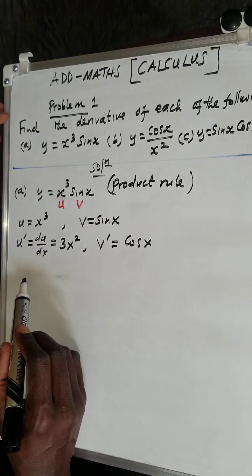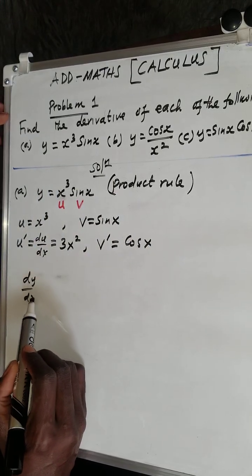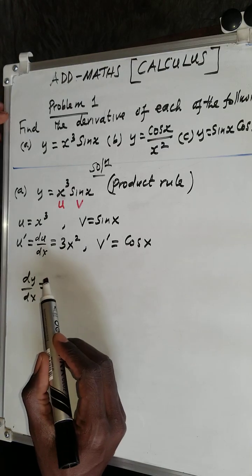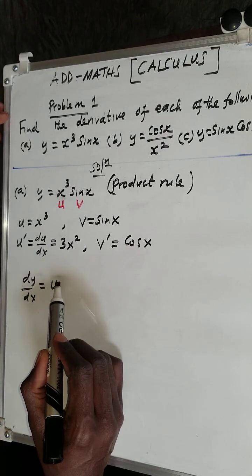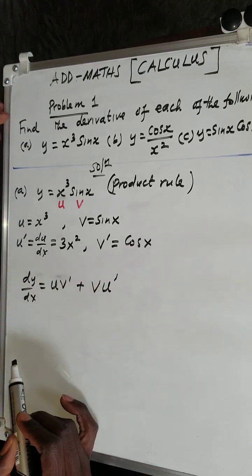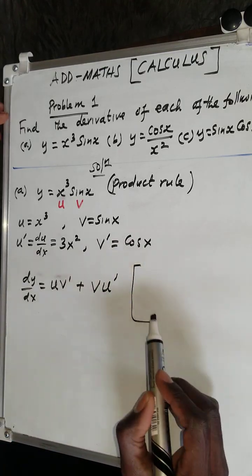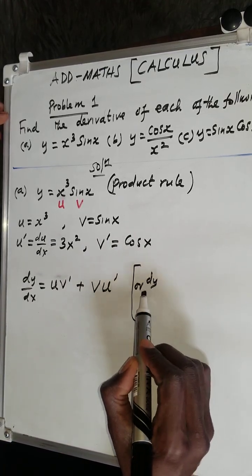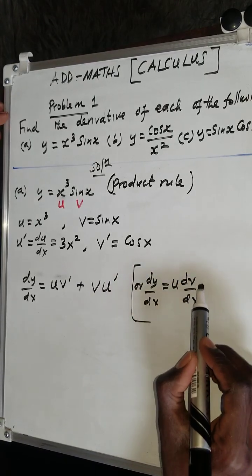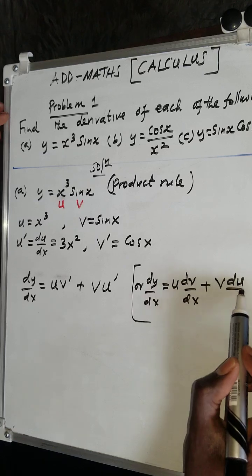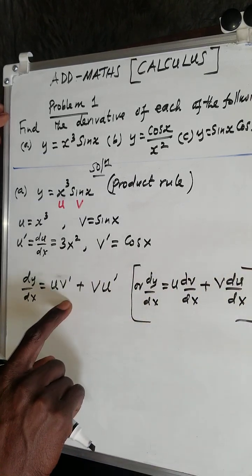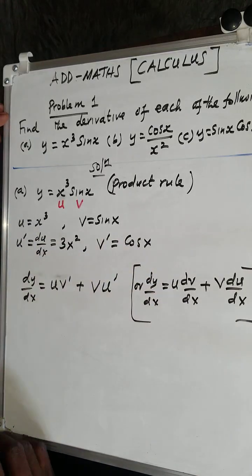Now for the product rule, if you remember, dy over dx will be u, then you find the derivative of v, plus v, you find the derivative of u. That's what it simply means. This is the same as writing u dv over dx plus v du over dx. It's the same, even if you write it like that.